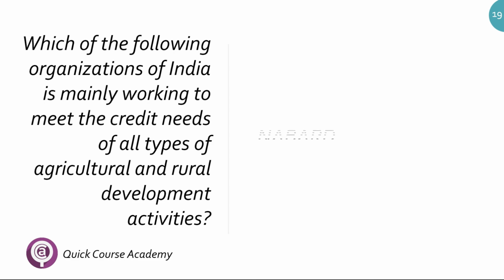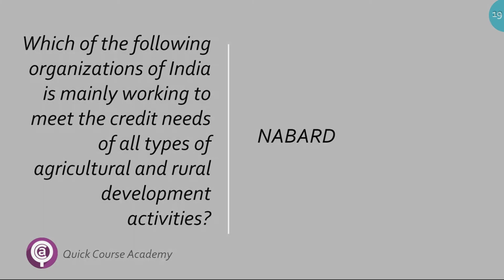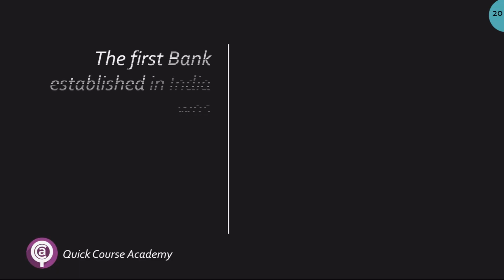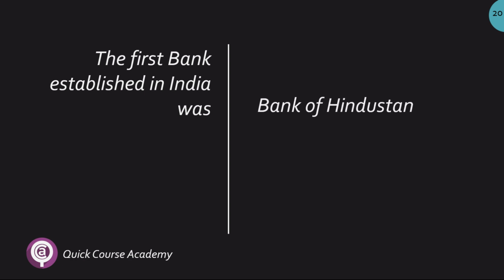Which of the following organizations of India is mainly working to meet the credit needs of all types of agricultural and rural development activities? And the answer is NABARD. The first bank established in India was Bank of Hindustan.